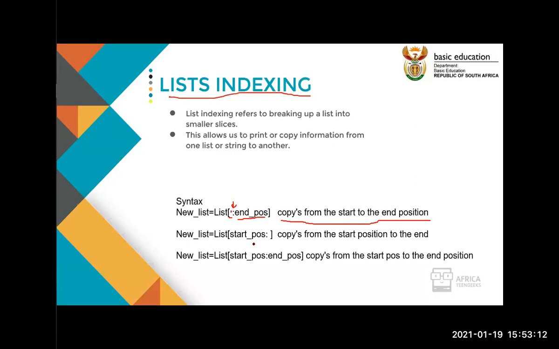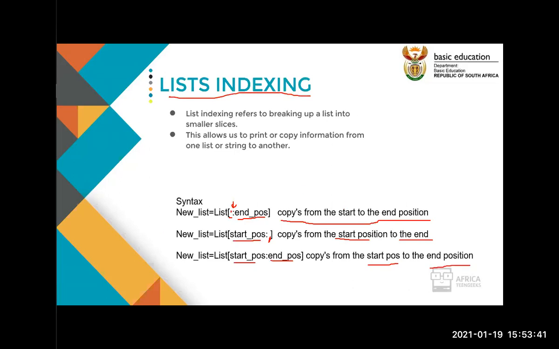Then we've got the list with a starting position and a blank at the end. So this will copy from the starting position to the end. Why will it copy to the end? Because we didn't tell it when to stop. Just like when we didn't tell it when to start, it started from the beginning. Of course, we can have a start position and an end position. This will copy information from the start position to the end position.